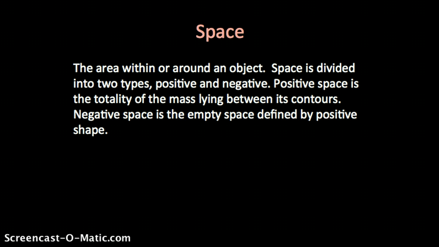Space is the area within or around an object. Space is divided into 2 types, positive and negative. Positive space is the totality of the mass lying between its contours, and negative space is the empty space defined by the positive shape. So if you have an object, that is the positive space, and all of the space around that object is the negative space.